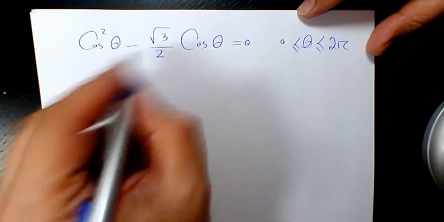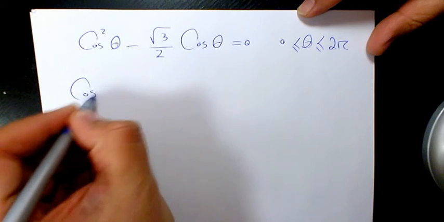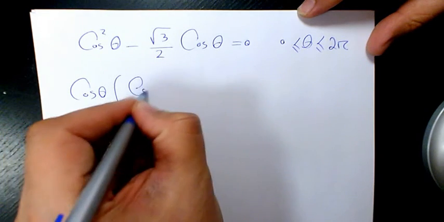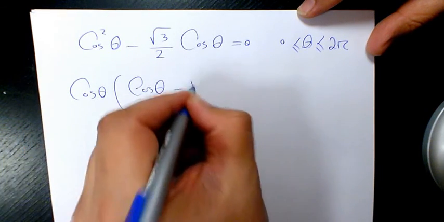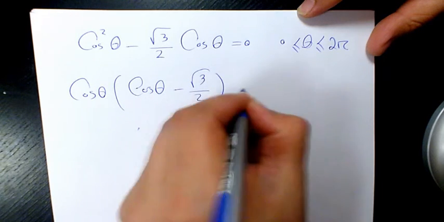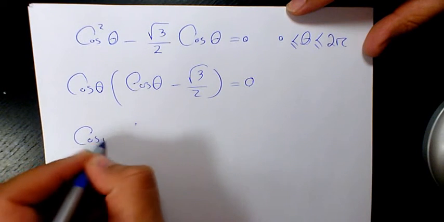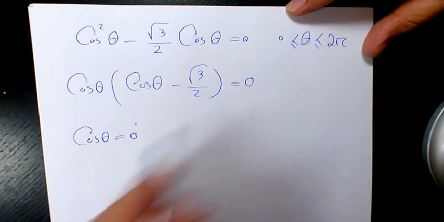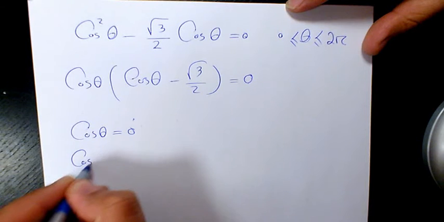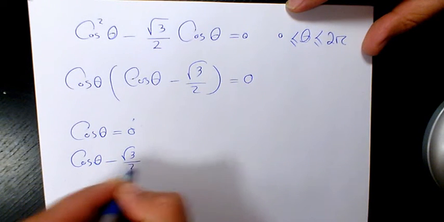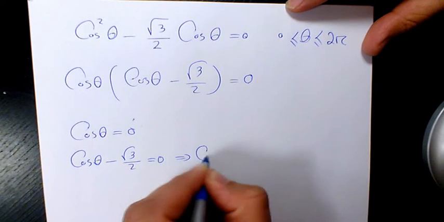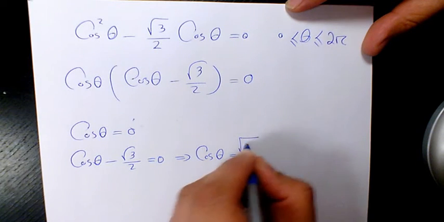So if I basically factor it, I'm going to have cosine theta times cosine theta minus root 3 over 2 equals 0. So basically we have two scenarios after that: either cosine theta equals 0 or cosine theta minus root 3 over 2 equals 0. So cosine theta equals root 3 over 2.